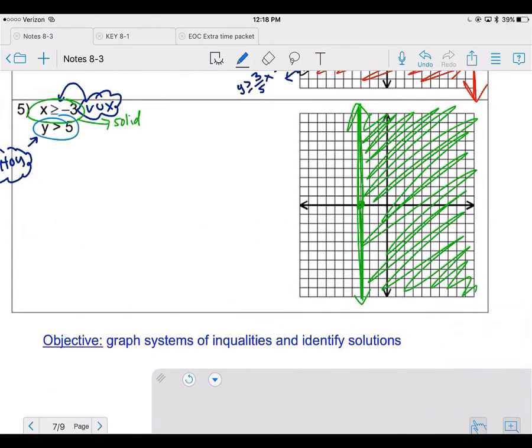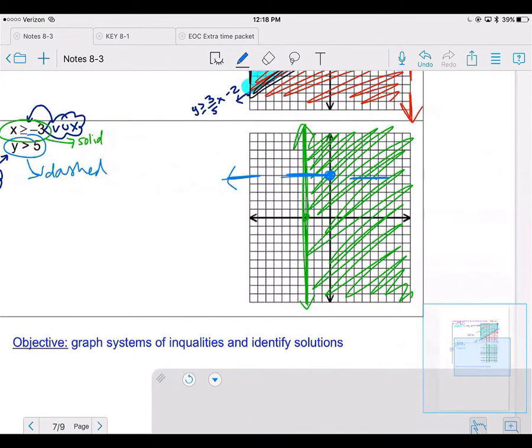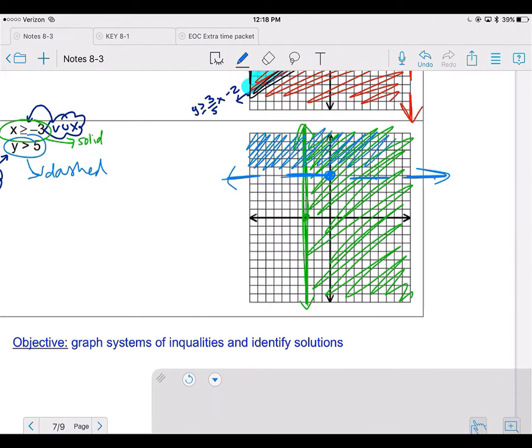And then y is greater than 5. This is going to be a dashed line because there's no line under the inequality. We go up to where y is 5, and this is going to be a horizontal line. Again, this is dashed. Y is greater than 5. The number 10 is greater than 5, so I'm going to shade up to the 10 and down to my line. So my overlap is this rectangle up here. That is my solution set.